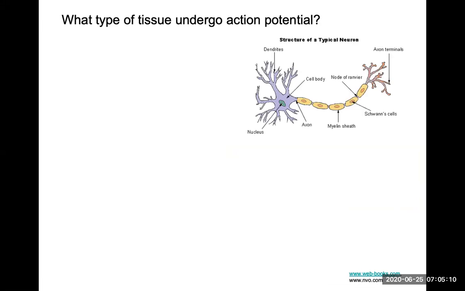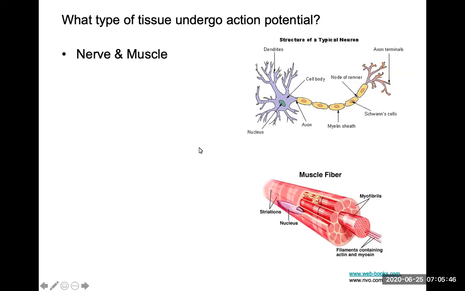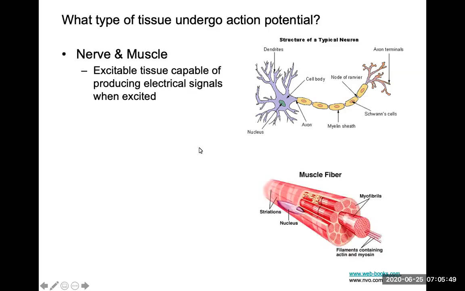All right, so what type of tissue undergoes action potential? Nervous system tissue will undergo action potential, and specifically we're talking about the area of the axon undergoing an action potential. This just means when the neuron cell is stimulated by some sort of electrical signal, that electrical signal will get past a certain threshold to undergo an action potential throughout the entire length of this axon. So nerve and muscles will both go through action potential.